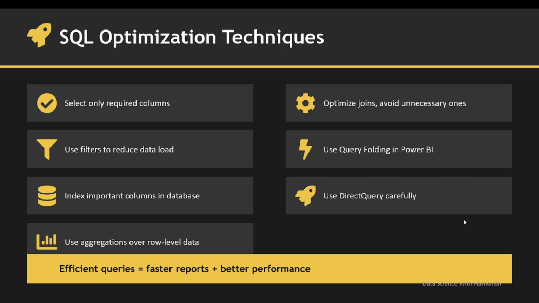The overarching key takeaway from this entire slide is that Power BI report performance is not just about how you design your visuals, it is actually about how efficiently you retrieve and load your data. By selecting only the columns you need, filtering at the source, indexing your database, pre-aggregating data, optimizing your joins, leveraging query folding and being strategic about direct query, you can build Power BI reports that are fast, scalable, and production ready even when working with very large enterprise datasets.